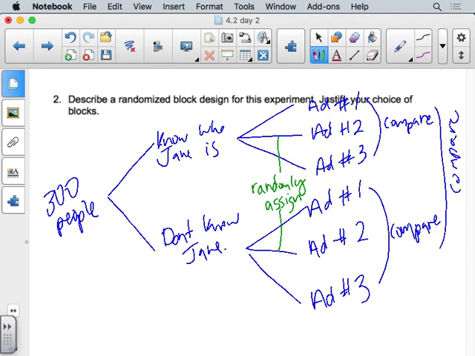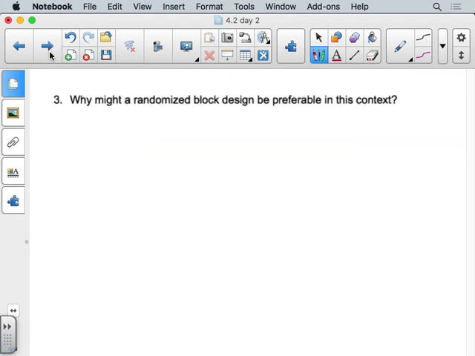Alright. And then why might our randomized block designs be preferable in this context? So this is kind of like stratified and cluster. Stratified is probably the best sampling method, but it does take the longest. So it takes the longest for us to be like, let's split these people up. Sometimes it's not very easy to split people into groups and get their stuff. But why might this be preferable?